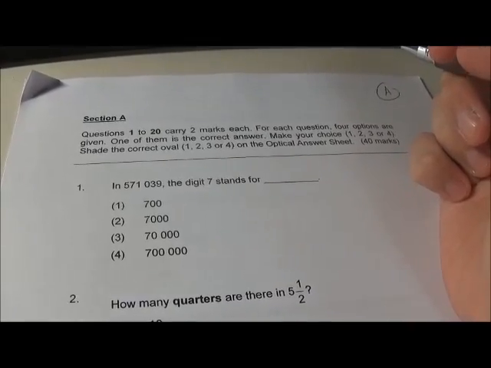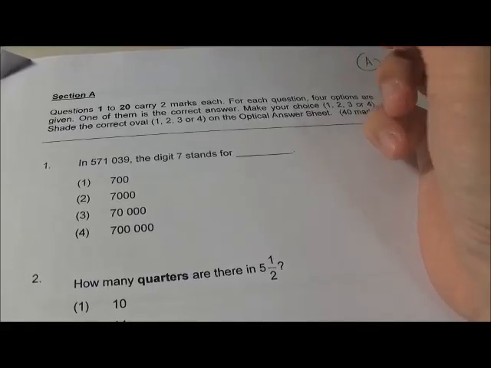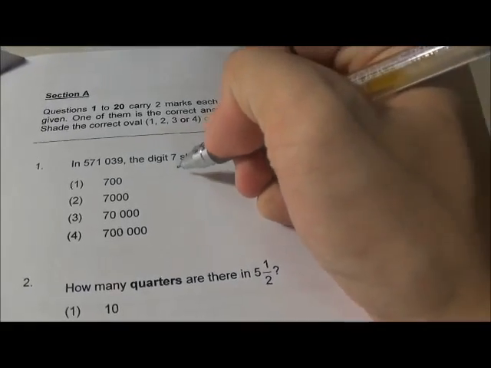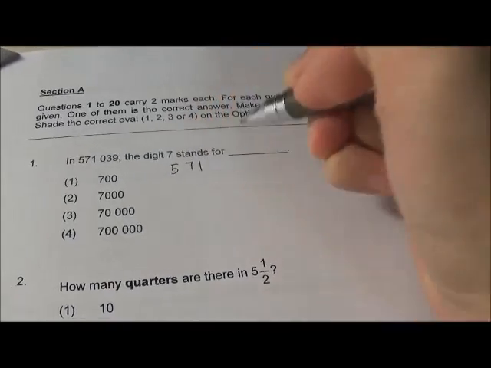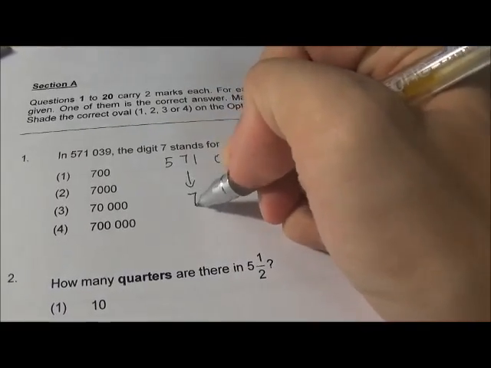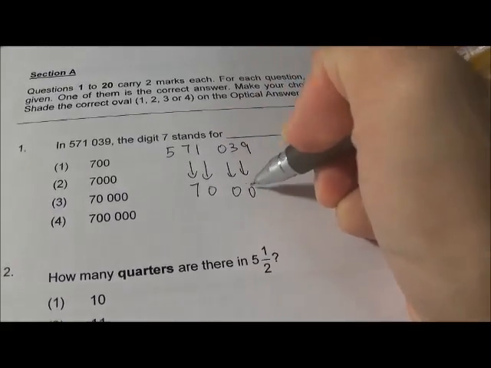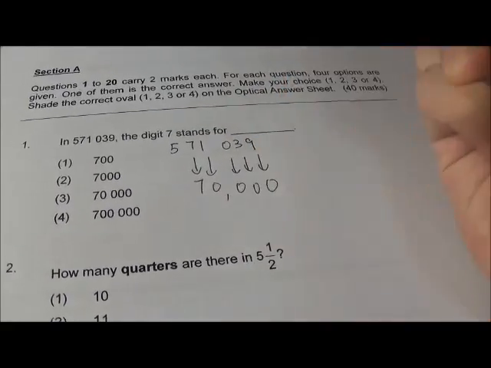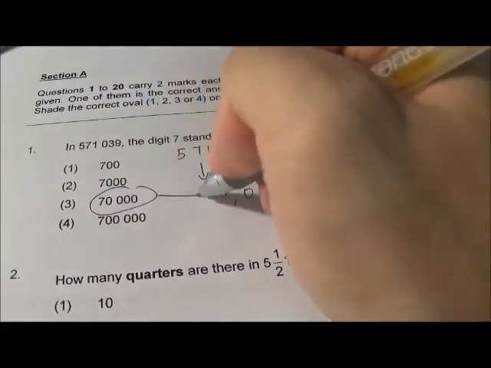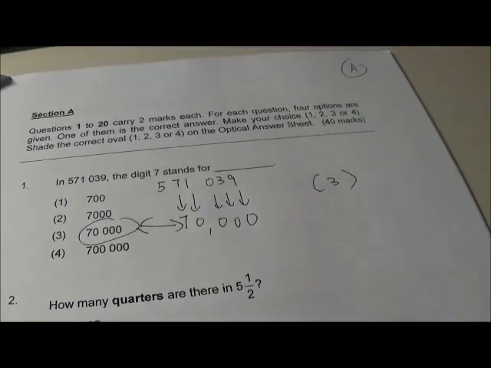Maths CA2. In 571,039, the digit 7 stands for... So we have 571,039. We bring down the 7, bring down 0, 0, 0, 0. 70,000. Similar to this. So question 1, answer is 3.